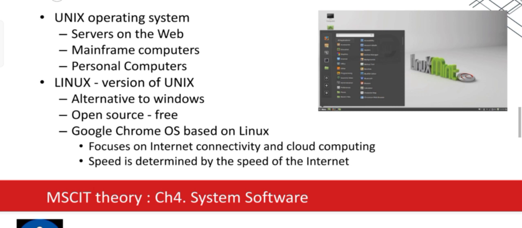Google Chrome OS is based on Linux only. Everybody of us uses Google Chrome, so it's based on the Linux operating system only. It focuses on internet connectivity and cloud computing, which is rapidly growing nowadays. Speed is determined by the speed of its internet itself, so you don't have to worry about it.